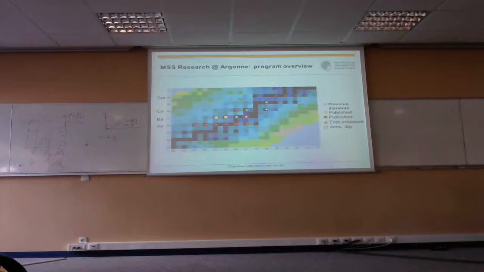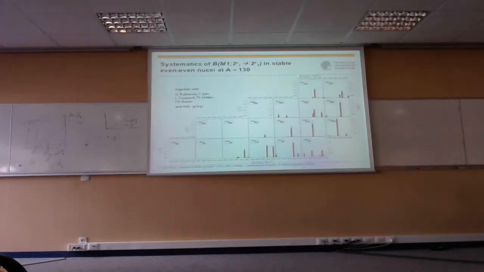cerium-138. So we have done this at ATLAS on a couple of stable nuclei in the mass range about 130, so xenon, barium, cerium, samarium nuclei. And that came out of this series of experiments. So a distribution of M1 transitions from excited 2 plus states to the first 2 plus states. And here that is N equal 80.